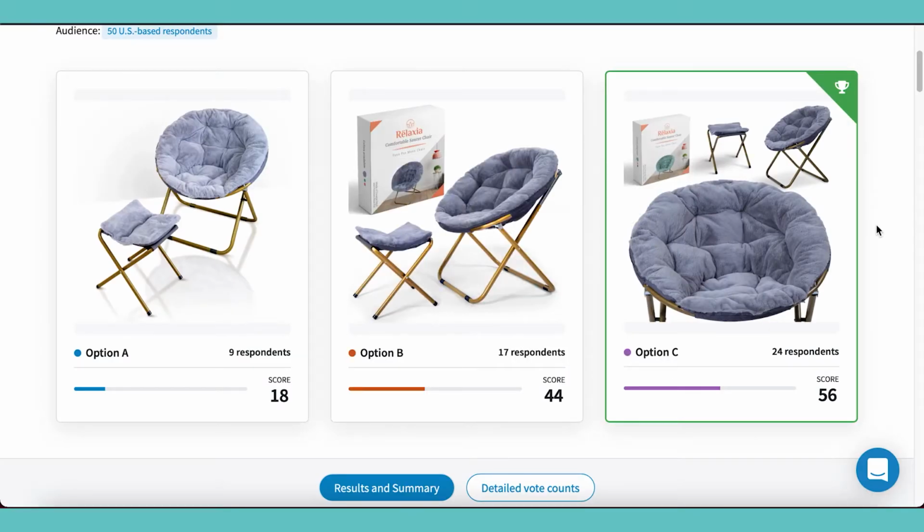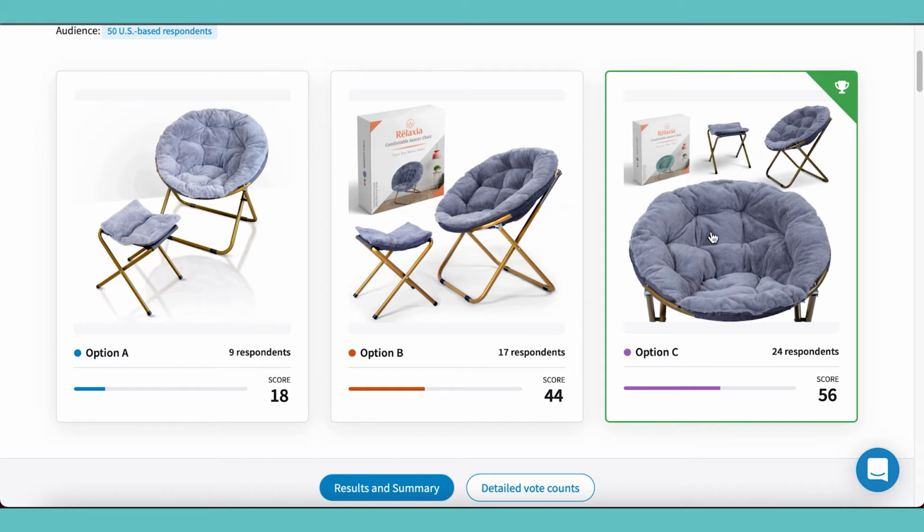Okay, so here we have the results of the split test for this image of the chairs. As we can see, option C was the most preferred choice. But why is that? Well, I'll give you my answer as well. We'll check out some different responses really quickly.